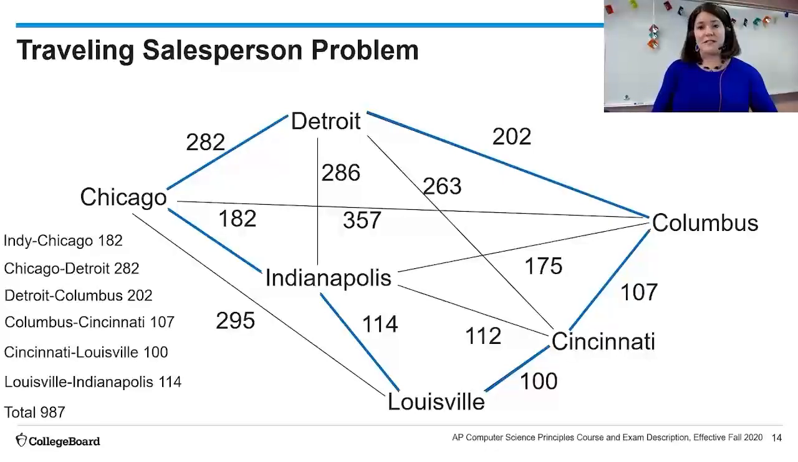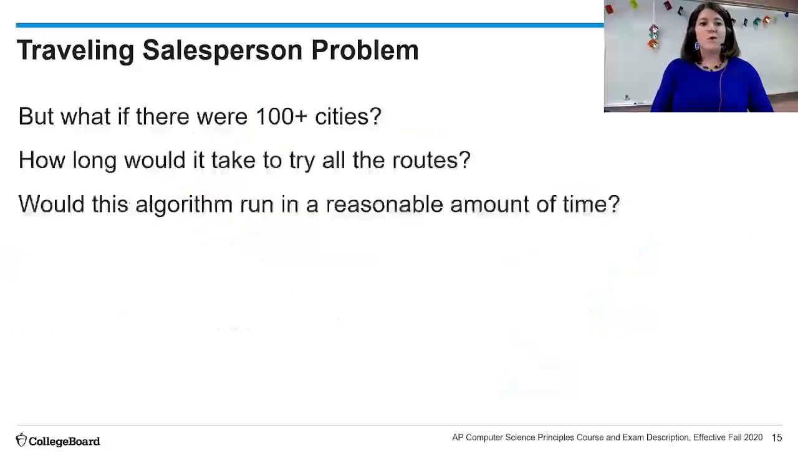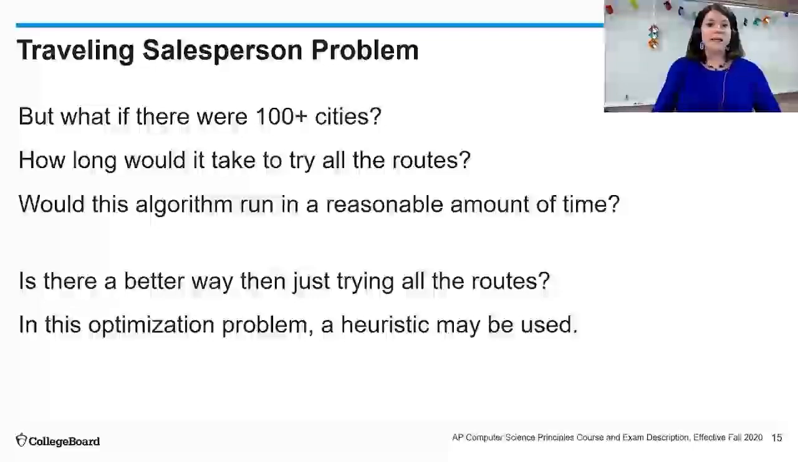There's a lot of options here. I could keep trying. And what if there were more cities? What if there were 100 plus cities? And how long would it take to try all those routes to make sure I got the shortest route? Would this algorithm run in a reasonable amount of time to just keep trying cities and looking for the shortest route? Probably not going to run in a reasonable amount of time. Is there a better way than just trying all the routes?